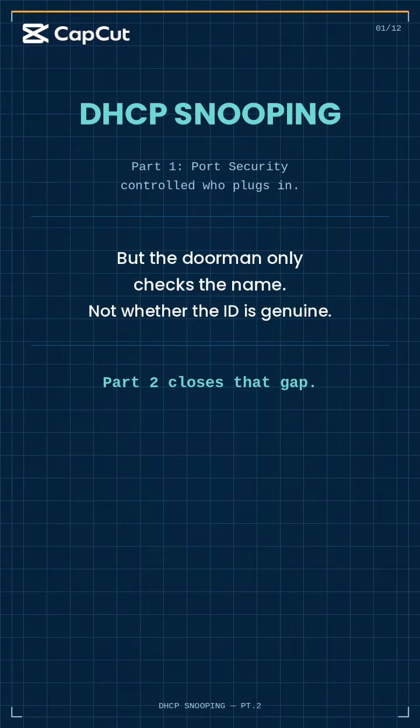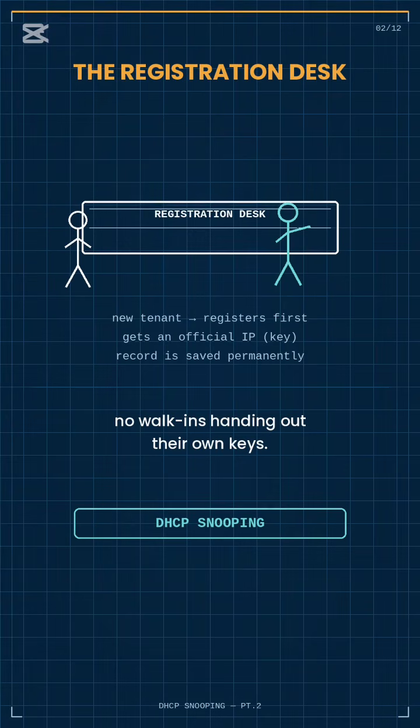In part 1, we put a doorman at the entrance. He checks names against a list. But here's the problem: the doorman only checks the name, not whether the ID is genuine. If someone clones a tenant's name onto a fake ID, the doorman waves them right through. To close that gap, we need something stronger. We need the building's registration desk.